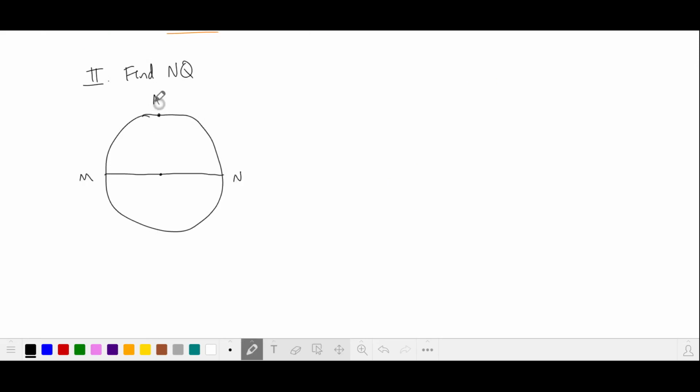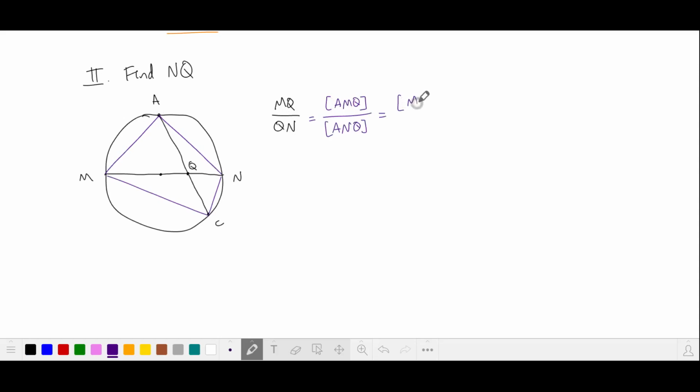Recall that A is the midpoint of this arc. This is C, and this intersecting point is Q. We'll do a similar thing as before. We'll find the ratio MQ to QN. Let me fill in these segments. This is the same as the ratio of the two triangles in the top half and the two triangles in the bottom half. This is equal to the sum of the numerators over the sum of the denominators.